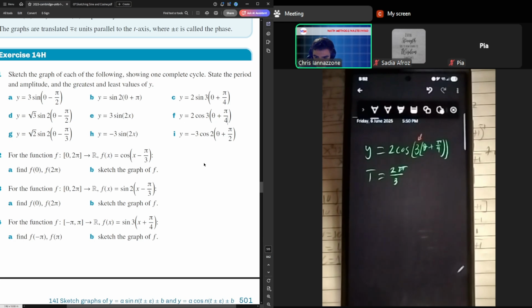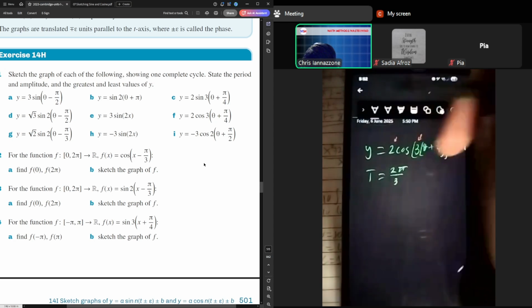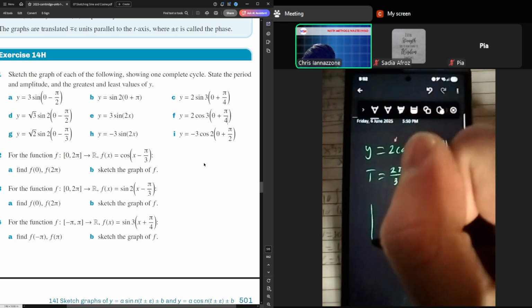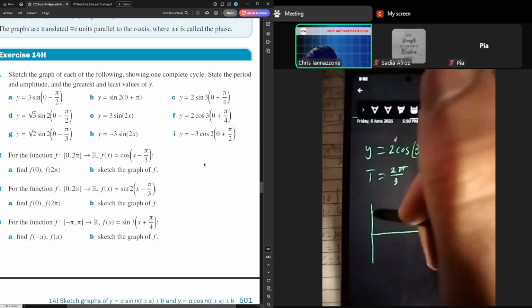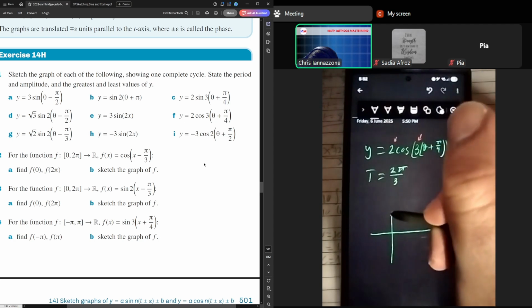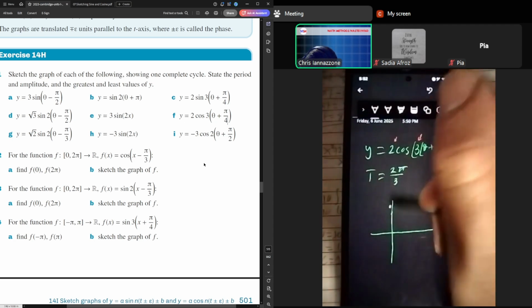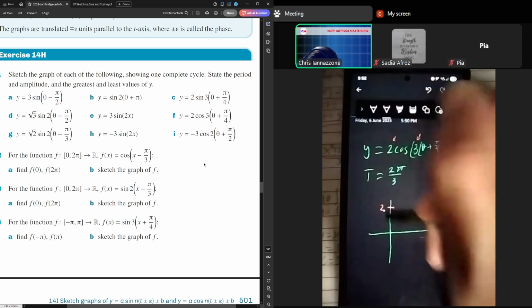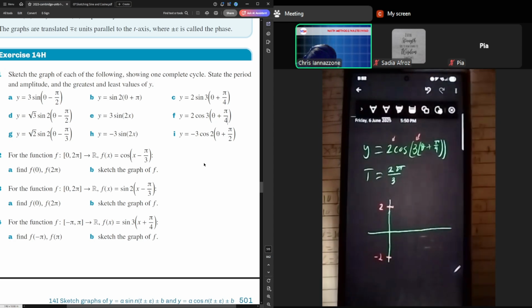Peak and trough plus minus 2. Yep, that's it. Once again, a value is 2, so peak and trough are going to be at plus minus 2. Oh, maybe I should pull this forward a little bit. When there's horizontal translation, it makes life a little bit more difficult. Yeah, so we tick those out. I'm going to have a 2 here and a -2 there. And 2 pi on 3.